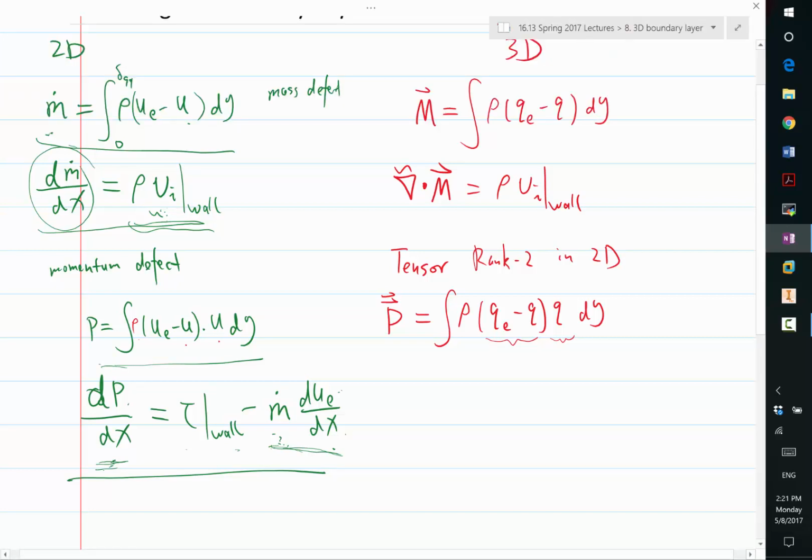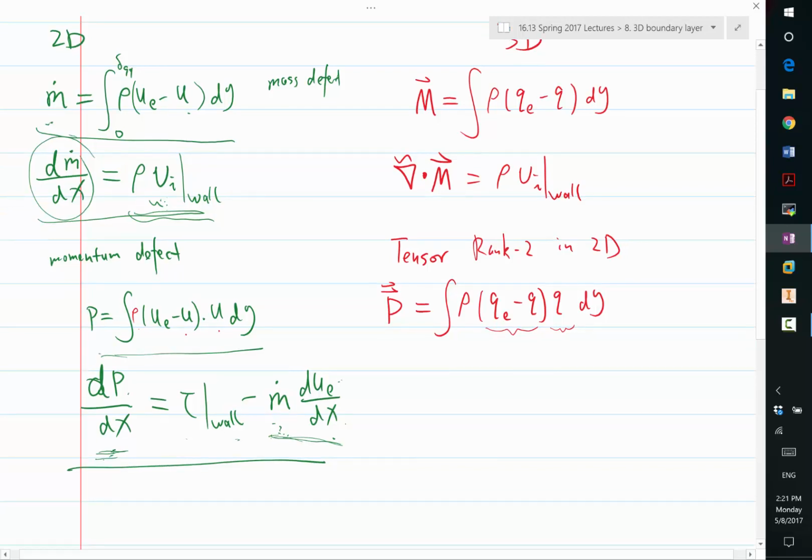And the three-dimensional analog of this is that if you write down the divergence of p, the x component of p, so the x component of p itself is a vector, right? And that plus m, which is another vector, dot with the gradient of UE, is equal to tau x at the wall. So this comes from the x momentum conservation equation.